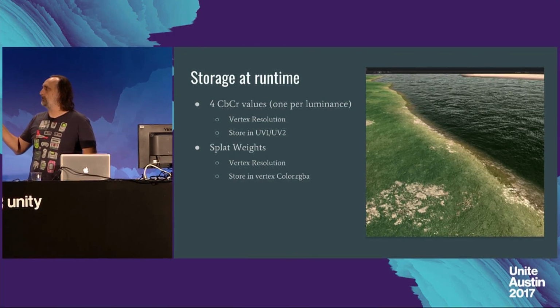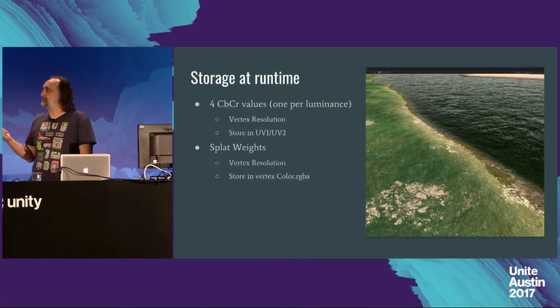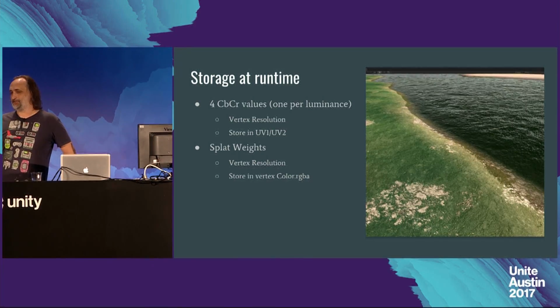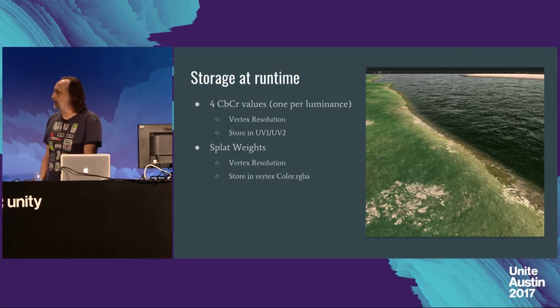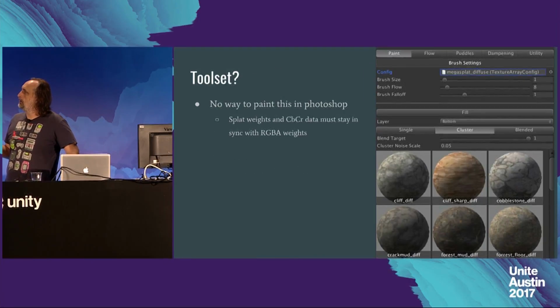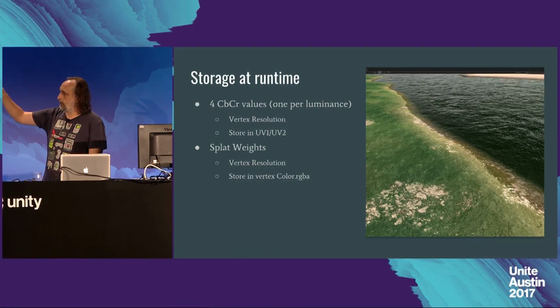So what we do is we store those chroma values. So we store a chroma value for each of the 4 luminosity textures, and we store those in the vertices in UV1 and 2, because they're 2 components each instead of 3 like in RGB. And then our splat weights are stored in the colors. And so now what we basically do is we can sample our texture and do our resolve.